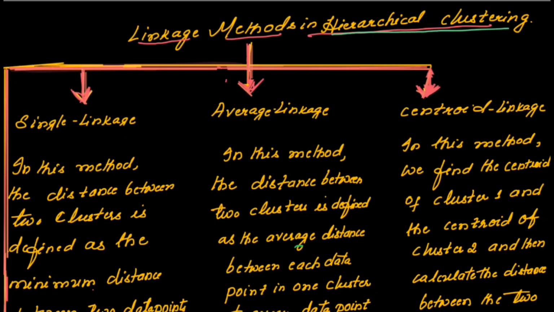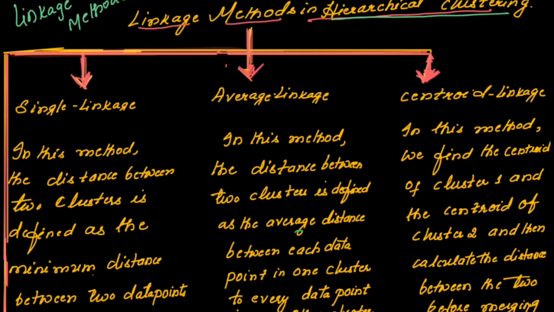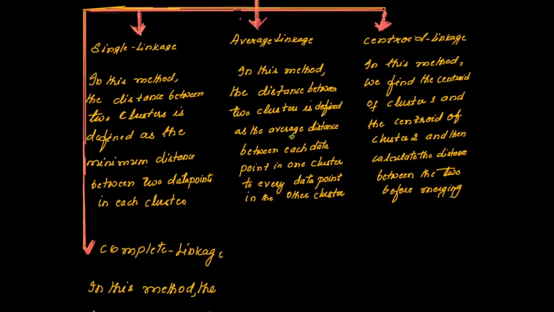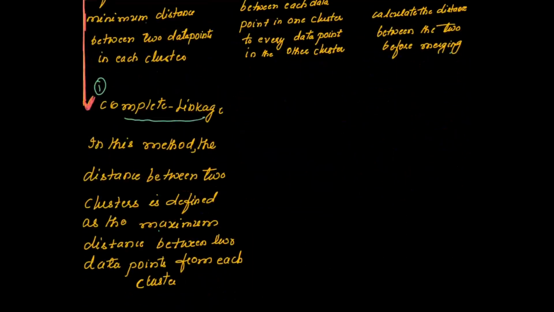Having given the introduction to hierarchical clustering, we'll see the different methods. These methods are called linkage methods. These are the linkage methods in hierarchical clustering. There are 4 types. The first one is the complete linkage, the second is the single linkage, the third is the average linkage, and the fourth is the centroid linkage.